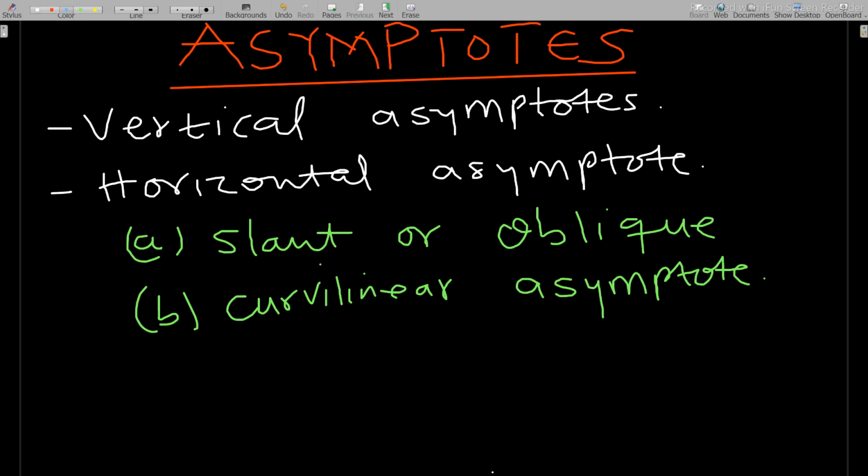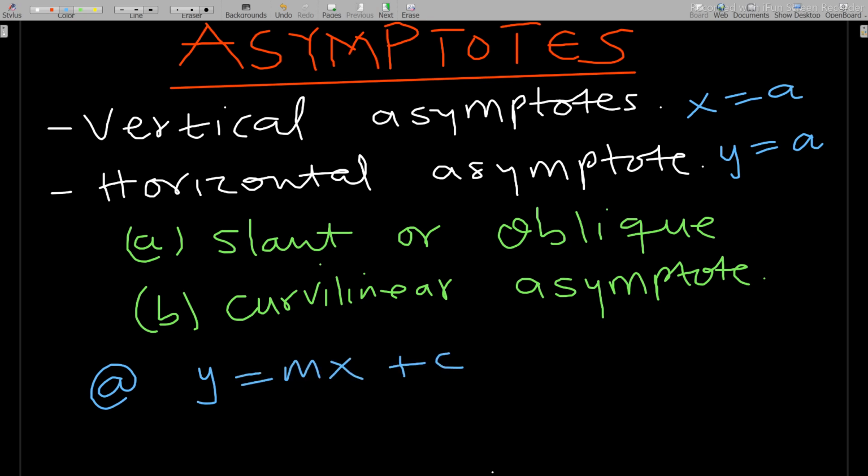We have the vertical asymptotes, which are of the form x equals a, and then we have the horizontal asymptote, which is of the form y equals a. But in some cases we'll have an asymptote that is the equation of a line, that is the slant or oblique asymptote, which is of the form y equals mx plus c.